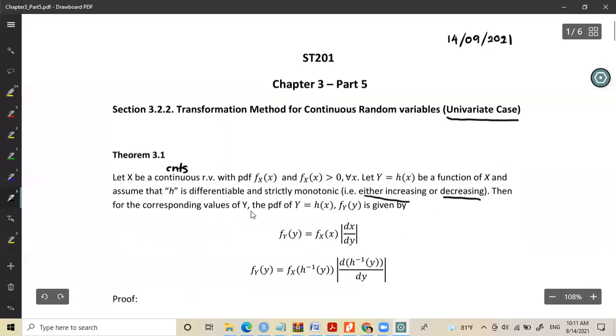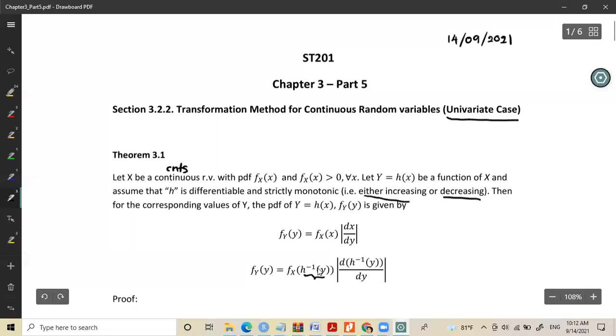Then for the new variable y, the PDF of y, which is h(x), will be f_X(x) multiplied by the absolute value of dx over dy. Since this is the univariate case, your determinant will be just one value, so it is going to be the absolute value. And we know that you can write x as the inverse function, h inverse of y. So your f_Y(y) will be the density function of f_X evaluated at this inverse function h inverse of y.